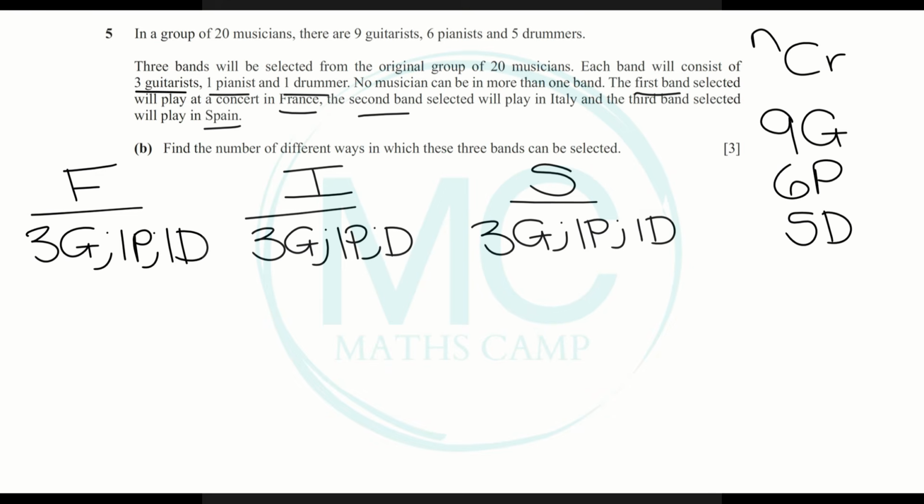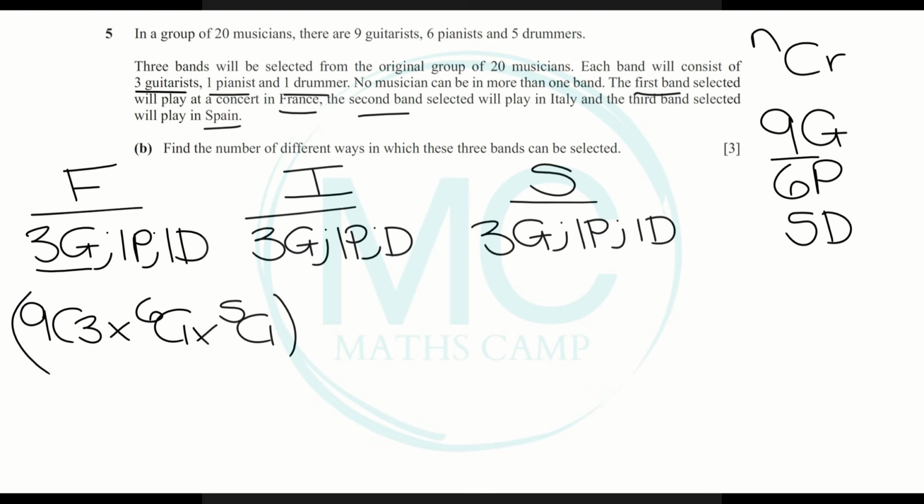Let's start with the selections for the band going to France. We need 3 guitarists out of a total of 9. So we have 9C3 and 1 pianist out of a total of 6. 6C1 and 1 drummer out of a total of 5. So 5C1. And now, because we are considering one band and another, we need to multiply our selections. We can multiply this, open a second bracket.